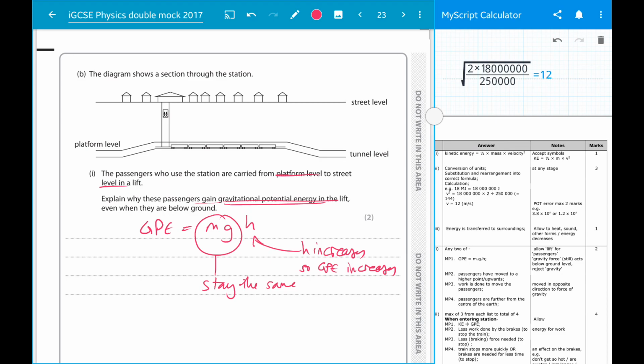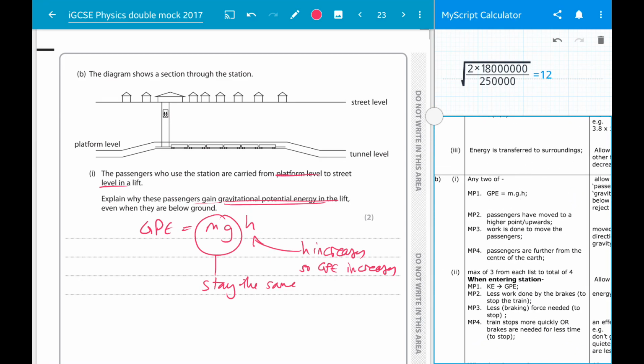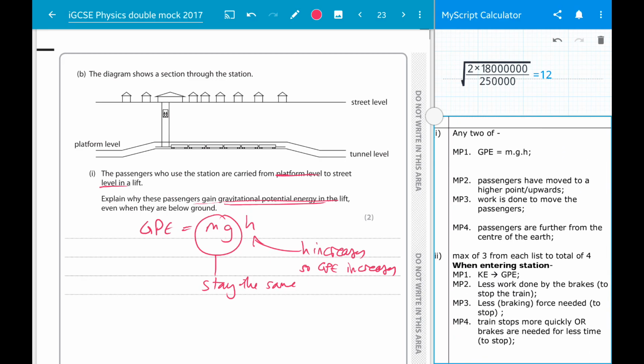And it's okay to put your answer like that. You don't have to just do paragraphs and sentences and prose. It actually makes more sense to do it like that. Look at the mark scheme here. GPE equals mgh. I've written that down. Passengers have moved to a higher point. H increases, so higher point. Its height has increased. And that gets you my 2 marks. You could have also said there is work done to move the passengers, and passengers are further from the centre of the earth.